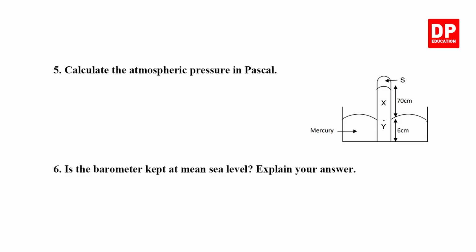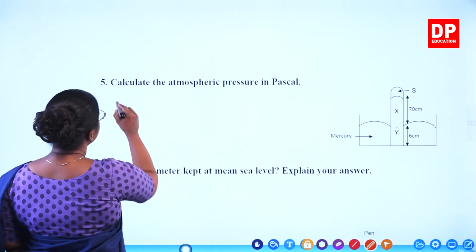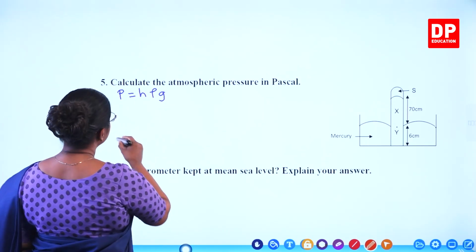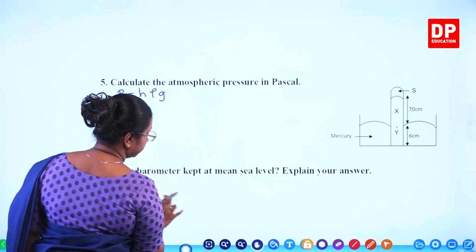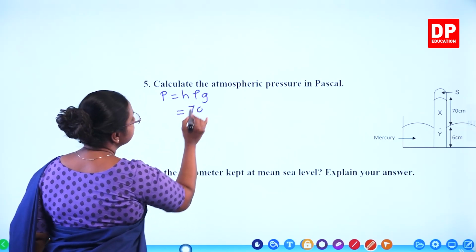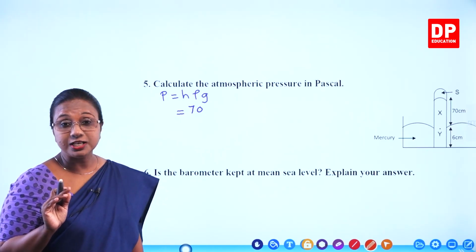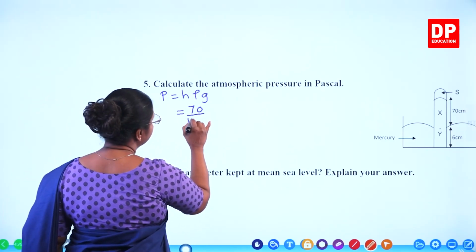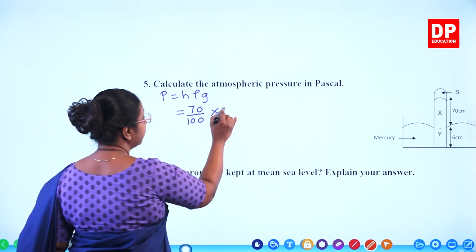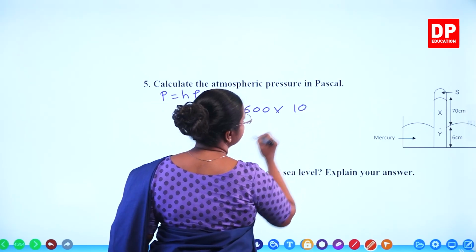Calculate the atmospheric pressure in Pascal. So here we need to calculate the atmospheric pressure in Pascals. You know the equation, P equals h rho g. Here students, if we substitute the values, h is 70 centimeters. Can we use it as 70 centimeters? No. We need to convert it to meters. So, we need to divide it by 100. Then, the density of mercury is 13,600 and gravitational acceleration is 10.